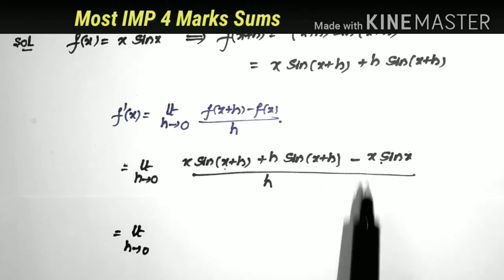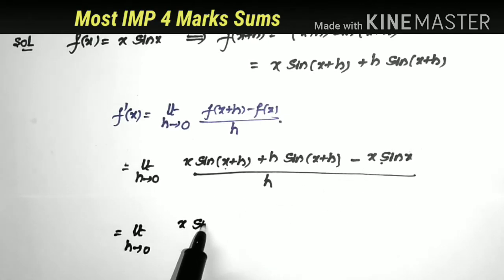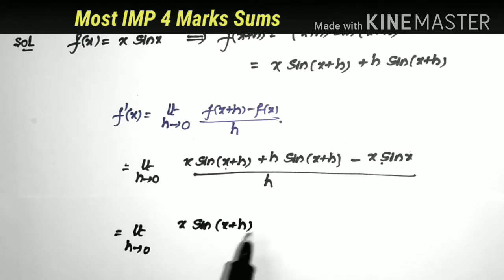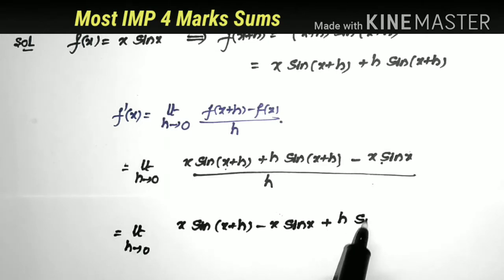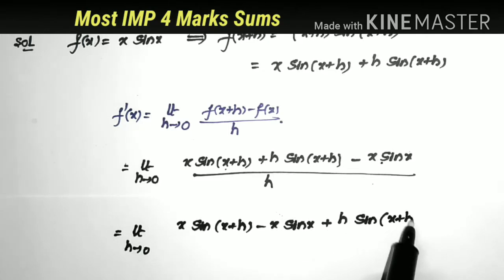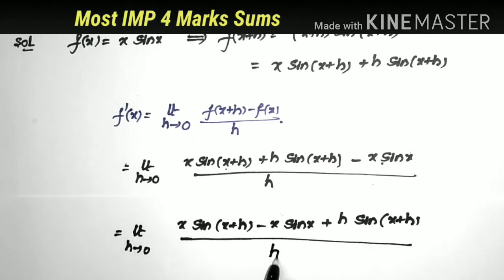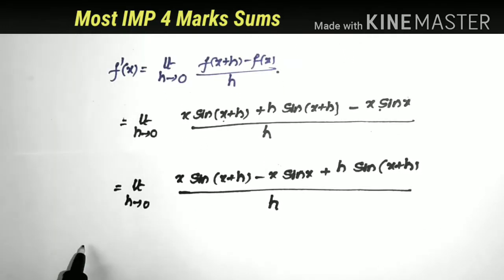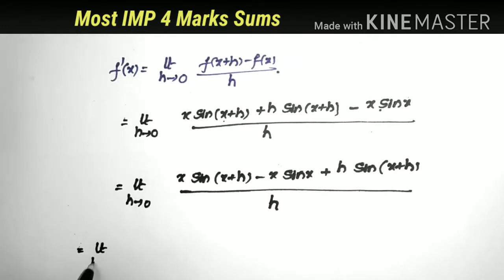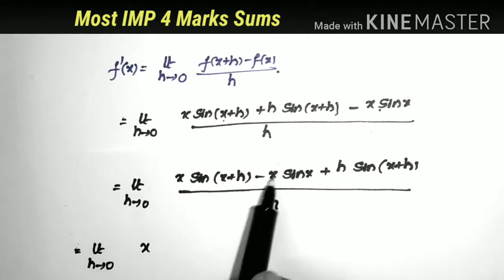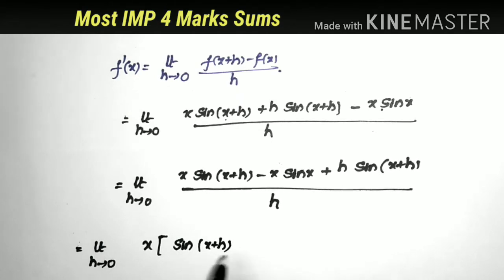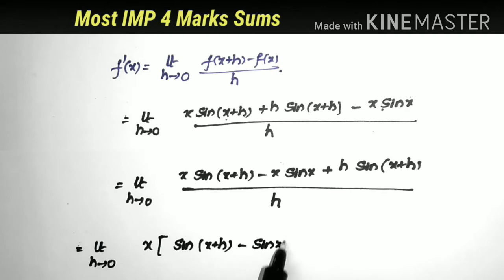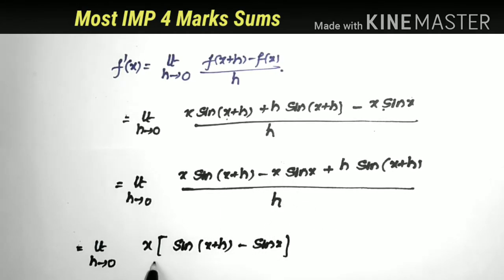And this is equal to limit h tends to 0. So first I take the first and last values, that is x sin of x plus h minus x sin x, plus next I take the second value, which is h into sin of x plus h, whole by h. Now separating the denominator to the first two terms and to the third term. So this is equal to limit h tends to 0. So first I take x common from the first two terms of the numerator, that is x into sin of x plus h minus sin x, whole by h.